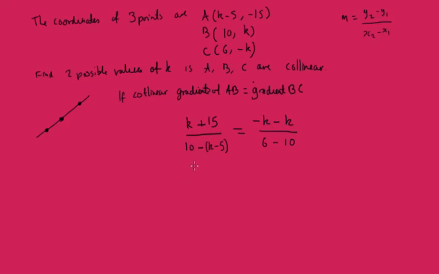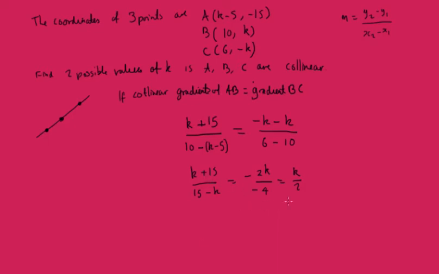Let's just expand brackets and all of that. So we've got k plus 15, then 10, that's going to be minus k, this is going to be plus 15, so it's going to end up being 15 minus k equals minus 2k over 6 minus 10, which is minus 4, but we can take that and make that into just k over 2. The 2's cancel, the minuses cancel, so it's going to be k over 4.